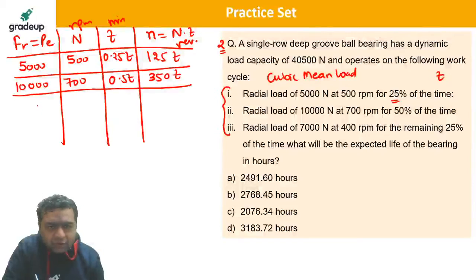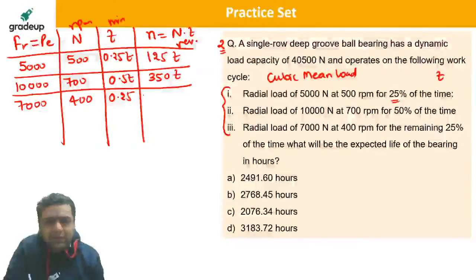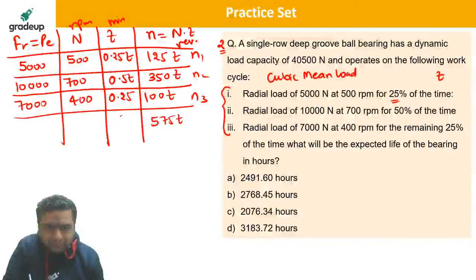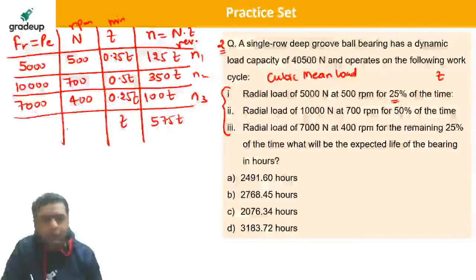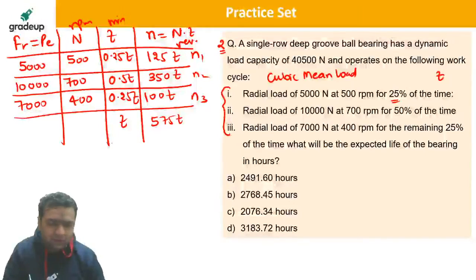Yes, guys, please solve this question. This is 10,000 and the third one is 7,000. For 7,000, RPM is 400 and the time is 0.25, so it will be 100 T. If you find out the total number of revolutions, N1 plus N2 plus N3, it will be 575 T. This is complete T. Fine guys, so this we have found out.